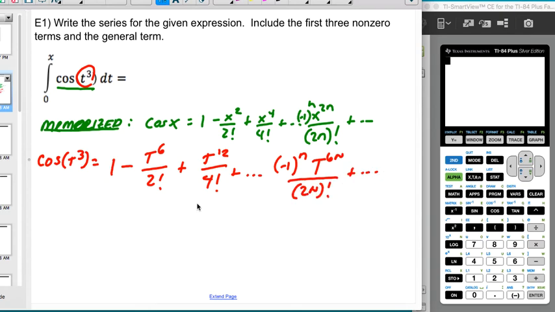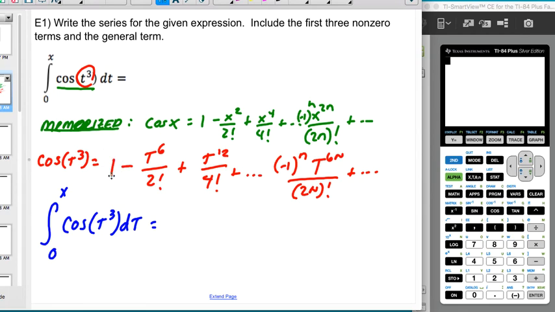Okay, so now the trick is that I don't want that though, right? I want the integral of that. I want the value when I integrate that. So when I integrate this thing term by term, right, what's going to happen is that I'm going to up the power by 1, divide by the new power, right?